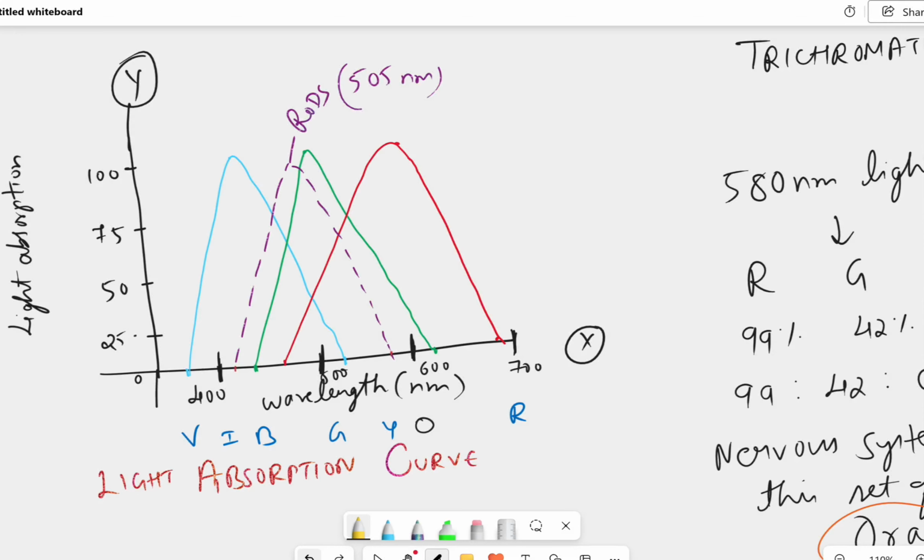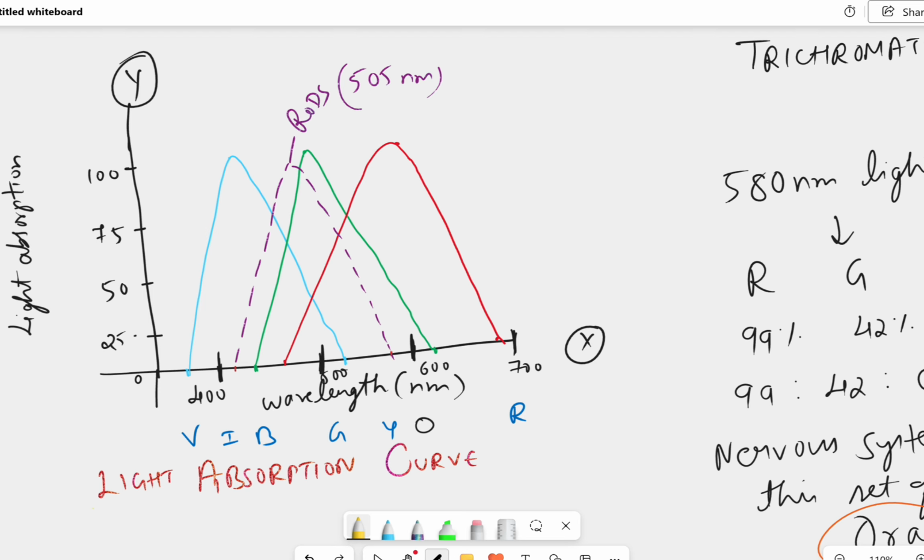Till now we have understood there are three types of cones: red, green, and blue cones. Remember, color vision is not just one cone which detects one color. It is actually how strongly each cone responds to different wavelengths of light. I'll explain this in detail now.